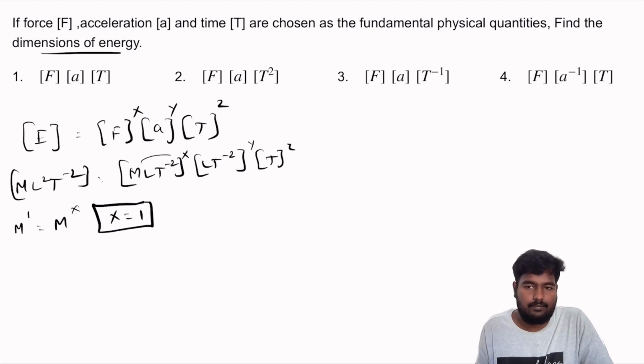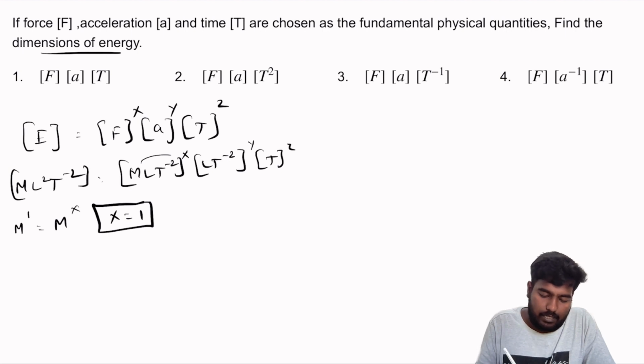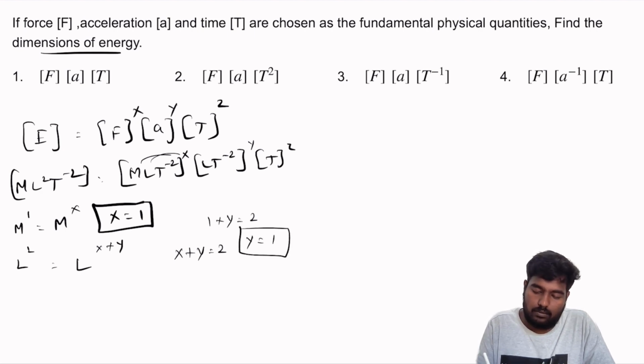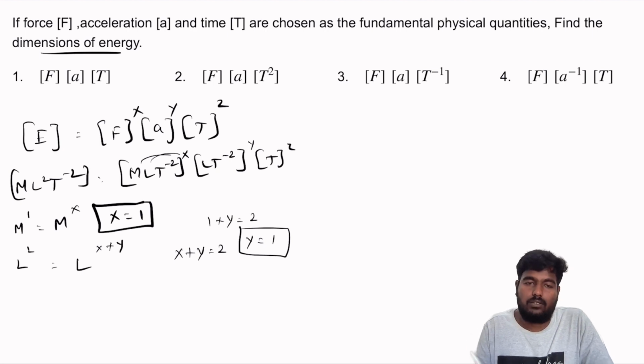That is easy. Okay, let's calculate the L powers. I have 2 on this side. This side I have 1x, so x plus 1y. I don't have a set, so x plus y is 2. I know that x is 1, so 1 plus y is 2. Y is 2 minus 1, so y equals 1. So x equals 1 I found, and y equals 1 I found.